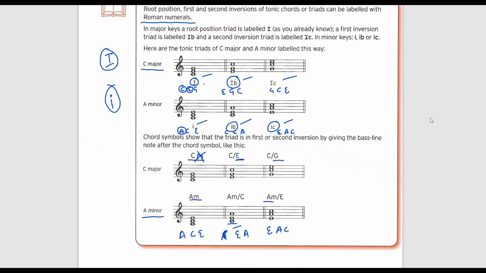So remember, root positions and inversions in Roman numerals you write at the bottom, and the chord symbols you write at the top. Just remember that one. If you have any question in regards to this, just write in the comment section. Okay, so let's move forward.